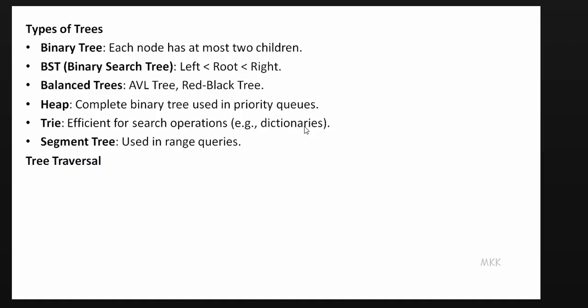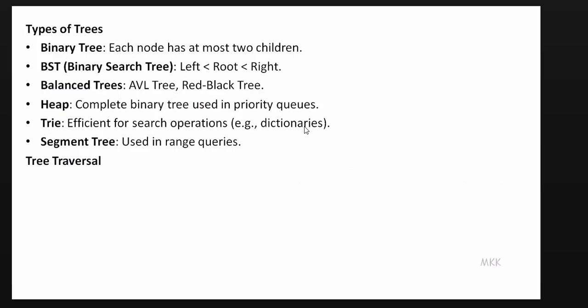Coming to the binary tree, each node has at most two children. Why? Because it is binary, either 0 or 1. Coming to the binary search tree, it contains a left node and a right node with a root. Always the left side node will be less than the root and the right side node will be greater than the root. Coming to the balanced trees, AVL trees and red black trees are known as balanced trees, and we'll discuss them. The heap is a complete binary tree used in priority queues. Depending upon the priority, if you are mentioning any queues, we can call them heaps.